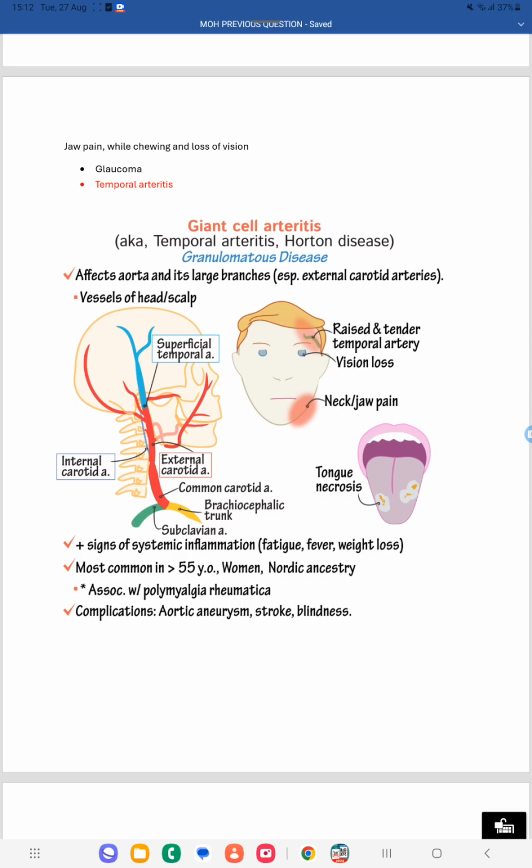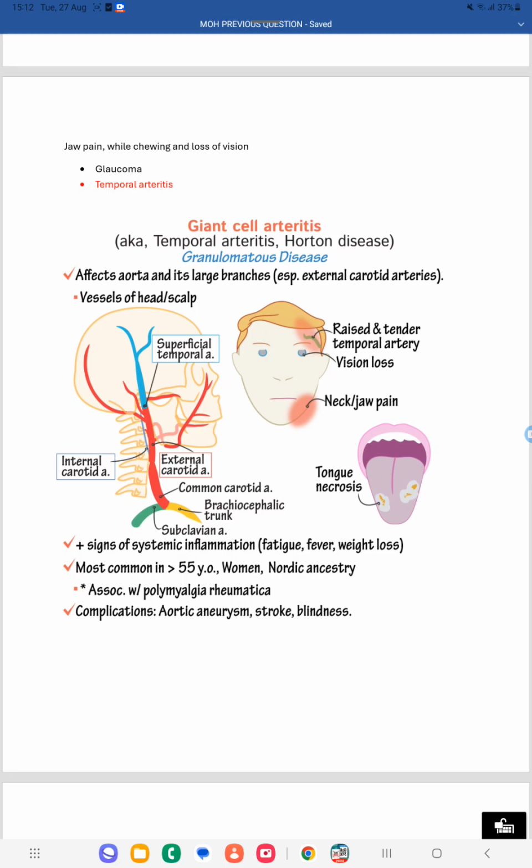It also affects the optic nerve, so you will get double vision and loss of vision. These are the symptoms of temporal arteritis. It is an inflammation of the temporal artery. The temporal artery is a branch of the external carotid artery, and it supplies the scalp, optic nerve and the jaw area.